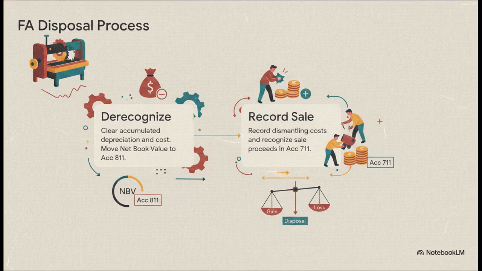Step 1, you've got to de-recognize the asset. You clear out its accumulated depreciation and its original cost and move any remaining net book value right over to account 811 as an other expense. Then, step 2, you record the actual transaction.